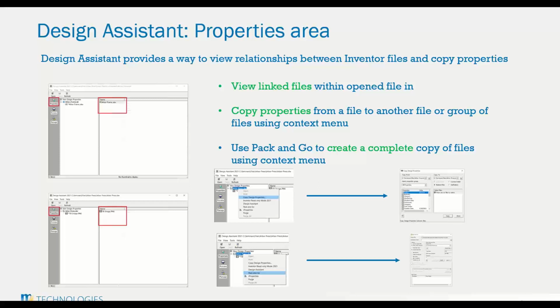And underneath that is the pack and go. Now the pack and go allows you to create a complete copy of the information. Most of the time you can do this on the IDW or the DWG, the drawing files, or you can do this at the top level. Again, it's designed to grab all the information needed for those files to open. So it's a nice way to copy a complete set of data if you had versioning you were looking to accomplish.